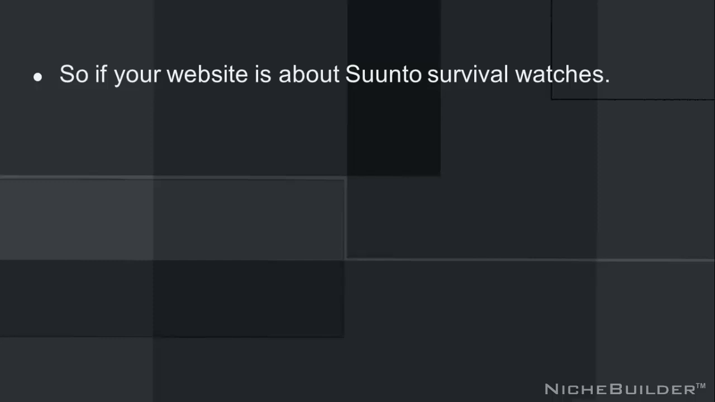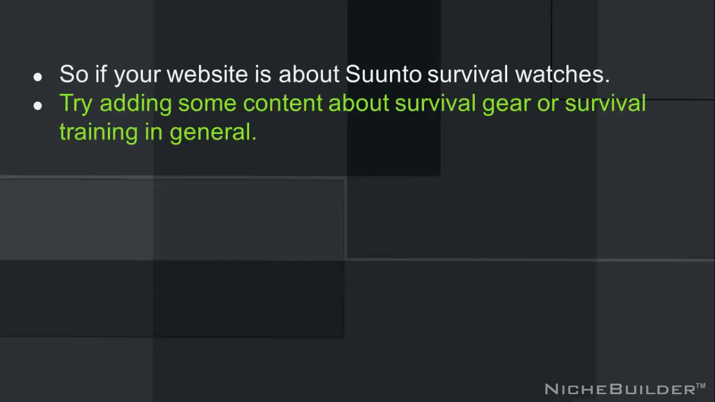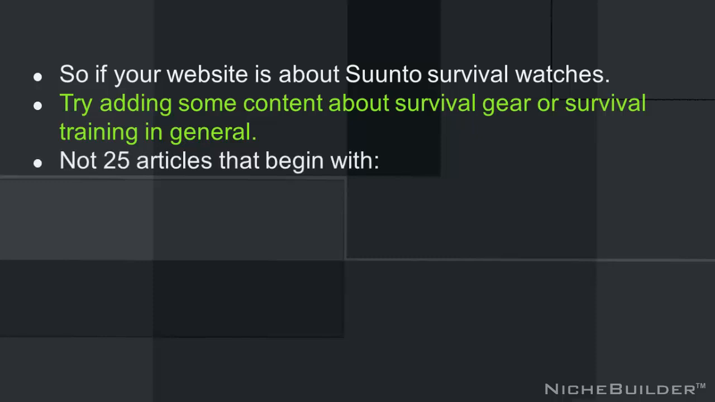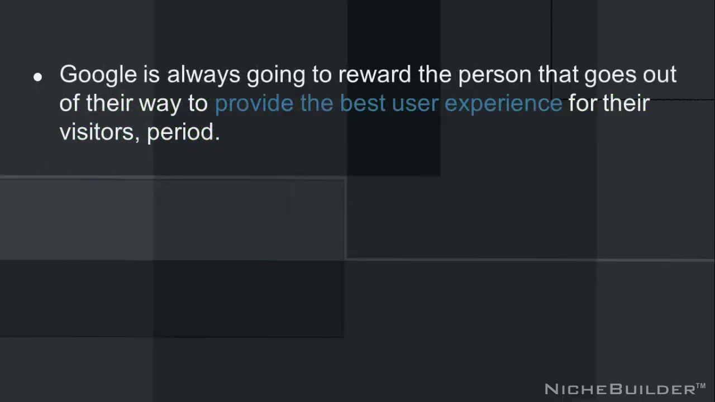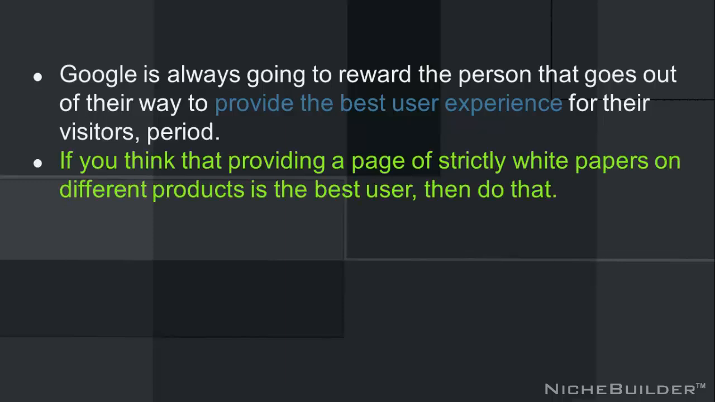Another approach might be to add additional relevant content that doesn't focus so much on your primary keyword. So if your website is about Sunto survival watches, try adding some content about survival gear or survival training in general, not 25 articles that begin with Sunto watch model XYZ, Sunto watch model ABC, Sunto watch model PBQ. Google is always going to reward the person that goes out of their way to provide the best user experience for their visitors, period. If you think that providing a page of strictly white papers on different products is the best user experience for the target avatar you're presenting to, then do that.